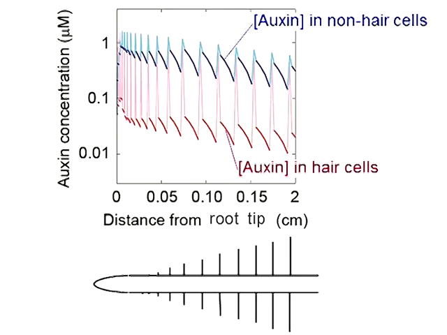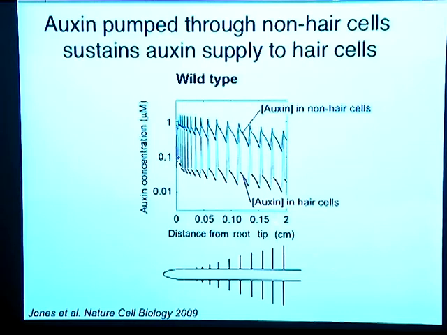I'm not going to go through the details because of time, but if you remove AUX1 from the model, what happens is that all the auxin gets taken back down into the root tip. The cells lose their auxin signal early. This was published in Nature Cell Biology a couple of years ago. And what you get is short root hairs because they run out of auxin prematurely.